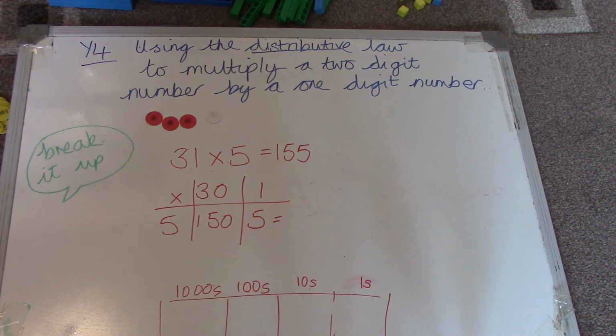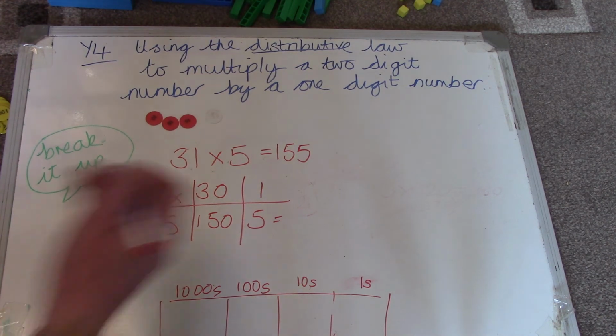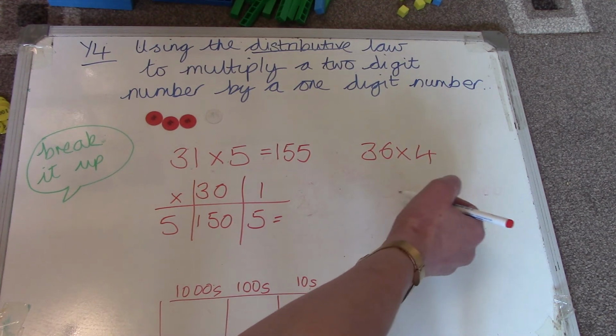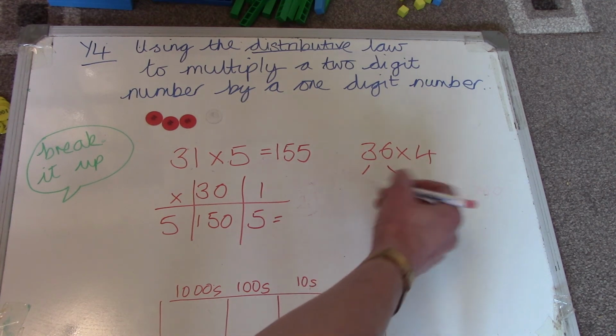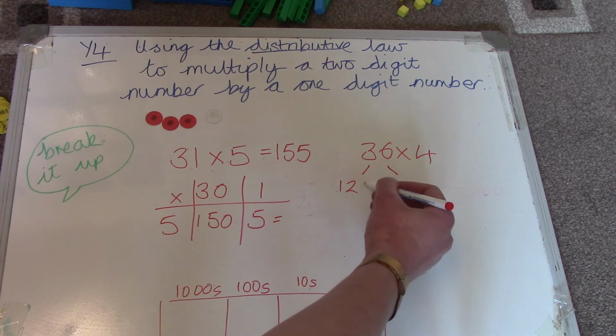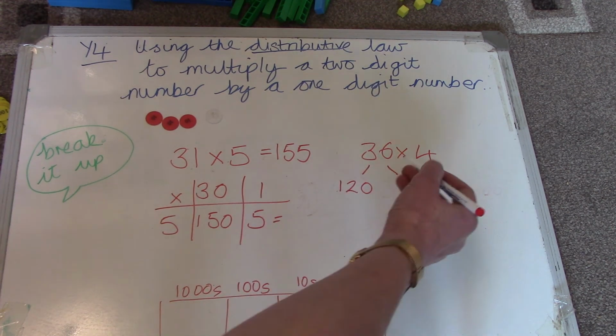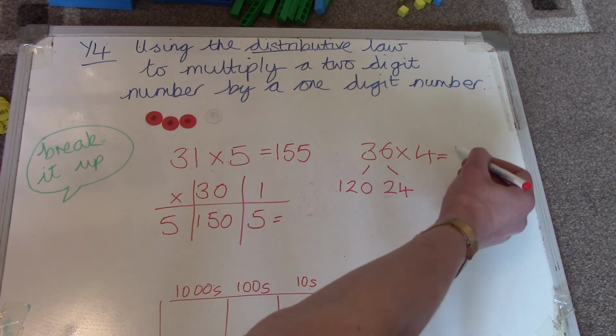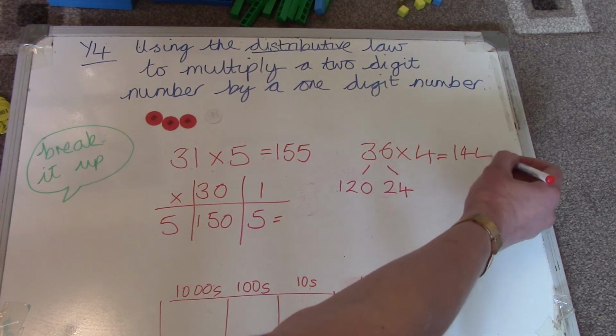Another calculation we can have a look at to help you, we can have a look at 36 multiplied by 4. Again, you can break it down. You can talk about doing it 30 times 4, which would be 120, linking it from yesterday, and 6 times 4 is 24. If you put it back together, it would be 144.